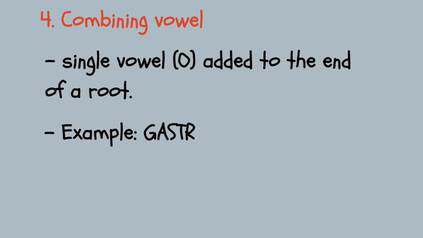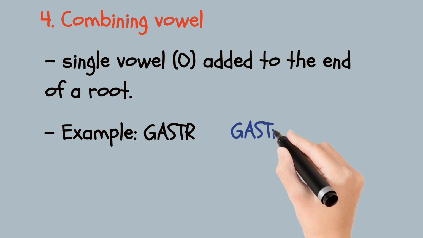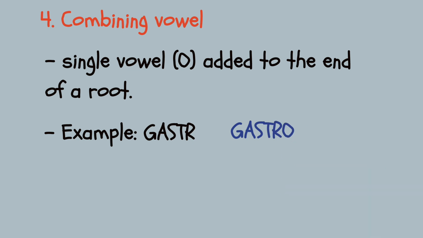Example, let's look at this word. It looks impossible to pronounce, right? I won't even try before I bite my tongue. Okay, let's take another look. Gastro. So the combining vowel O makes the word easier to pronounce. Gastro refers to the stomach.